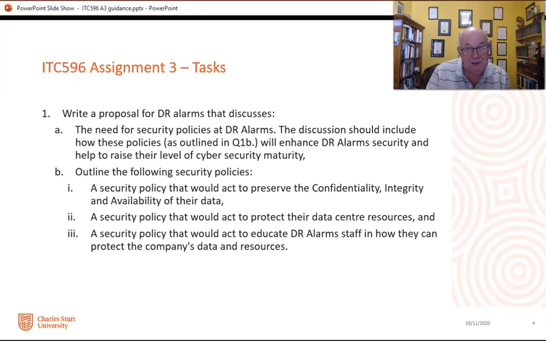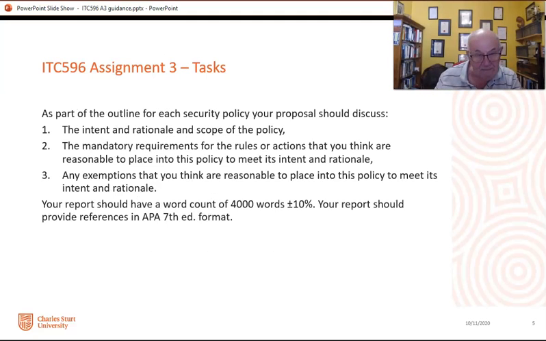Now, realistically, there's lots of policies we could write, but for the sake of this assignment, we've specified 3 that you're going to look at. The first one would be a security policy that would act to preserve the confidentiality, integrity, and availability of the data. So how do we protect the CIA of our data? A policy that will act to protect their data center resources, and a policy that would act to educate DR Alarm staff in how they can protect the company's data and resources. So 3 quite essential policies that you need to look at.